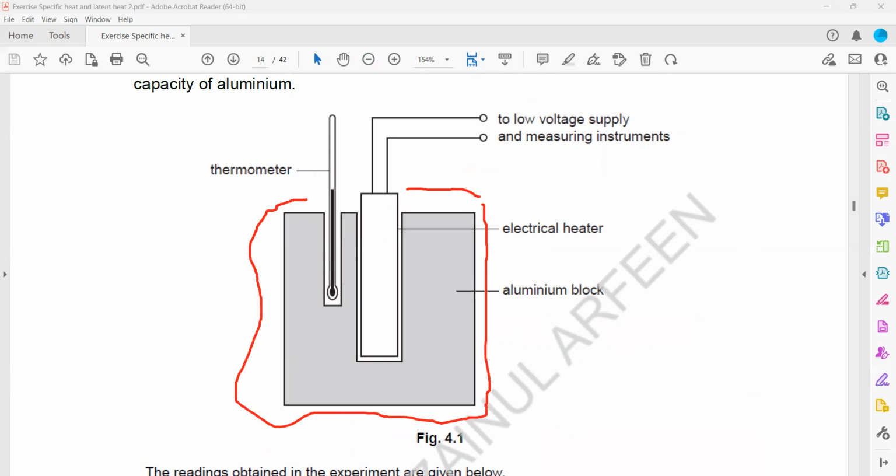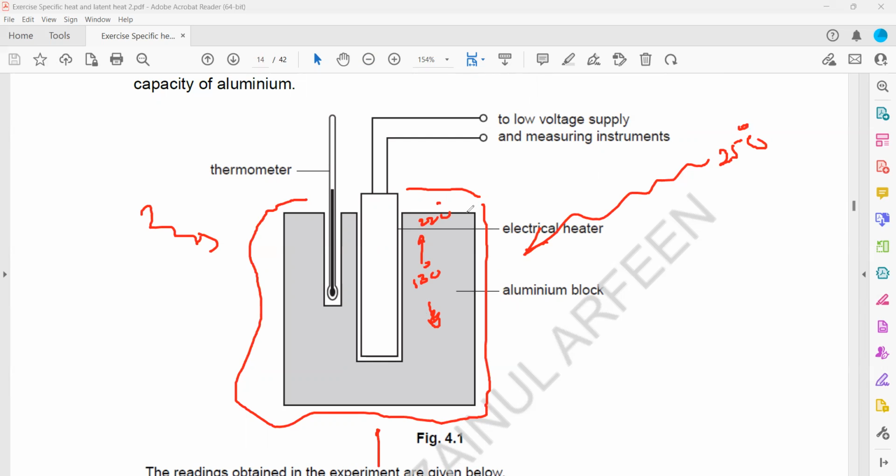The idea is that whenever the experiment is done, if say the room temperature is 25 and the block temperature, when we started, was like 13 degrees, and when we supply the heat energy the temperature rises to say 22 degrees, then it won't lose energy to the surroundings, because heat energy transfers from a hot object to a cold object.